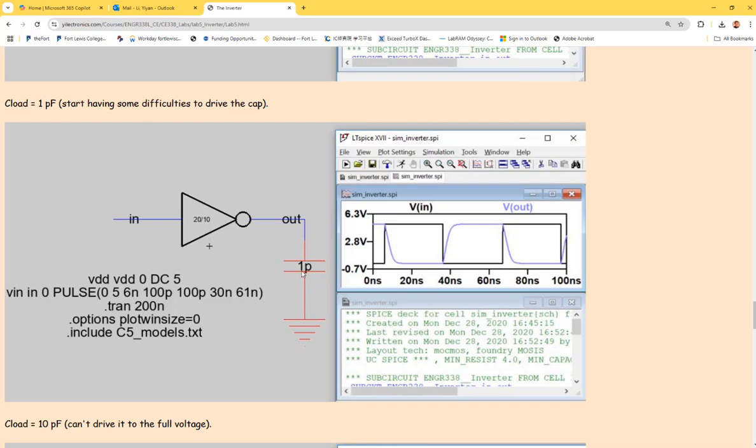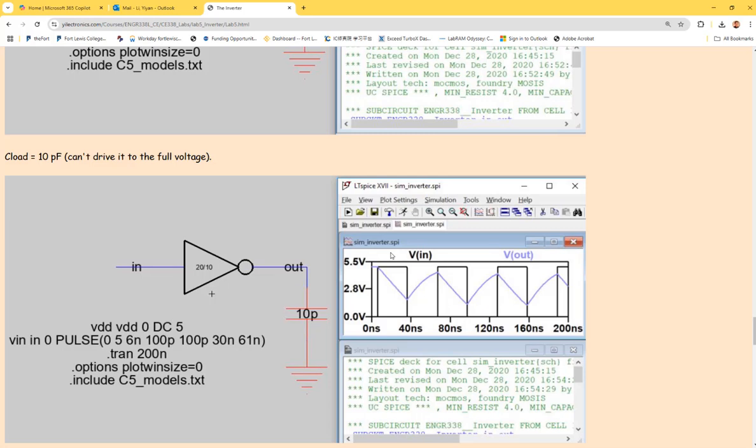So if I increase the capacitive load to 1 picofarads, eventually you can see it's struggling a little bit. Okay, not as smooth as the previous one. It's definitely having some hard time over here. Okay, but still working because it's able to drive it up to 5 volts and discharge it to 0 volts, no problem. But more significant time delay is being observed.